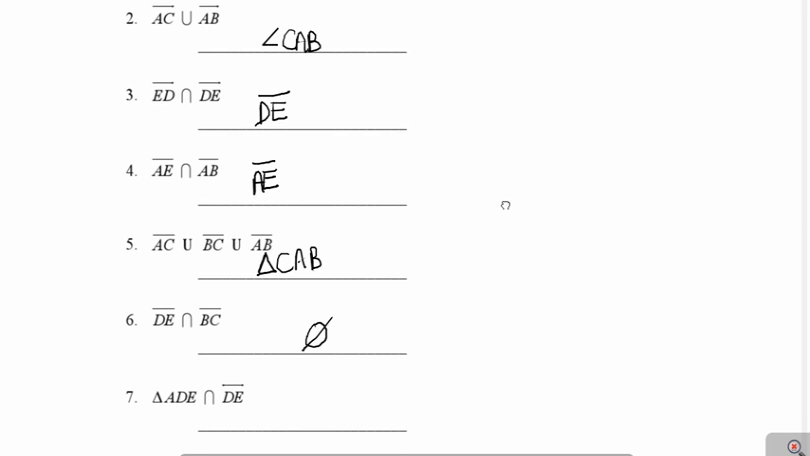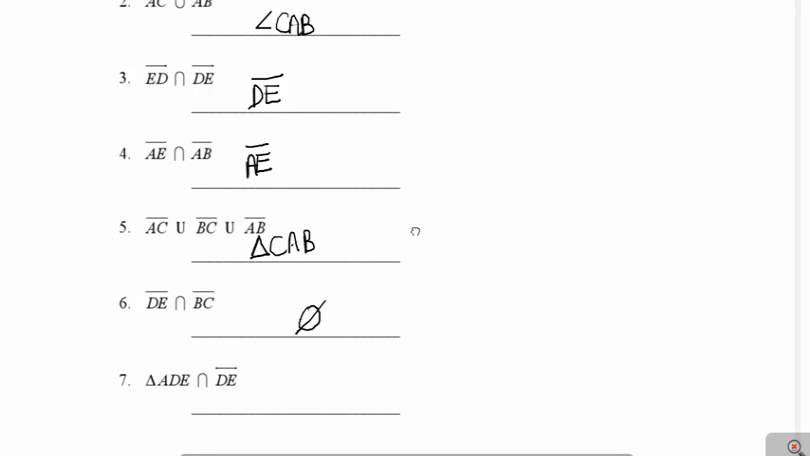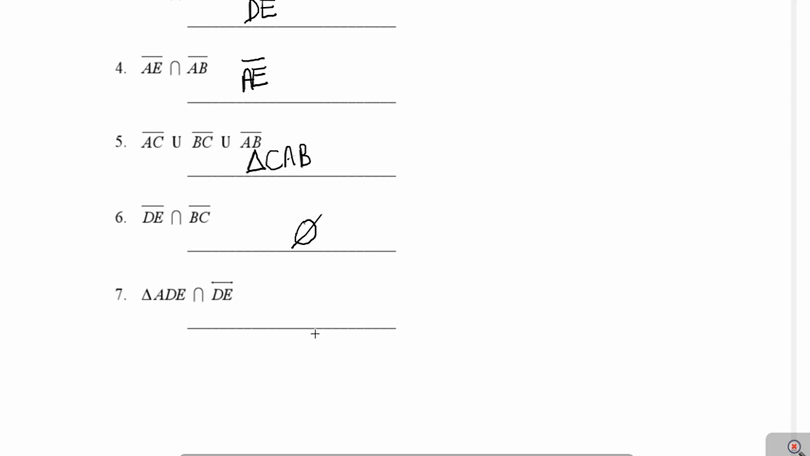Our final example, example 7, is the intersection of triangle ADE and line DE. So I'm going to use two different colors since this is an intersection problem. I'm going to first start by highlighting triangle ADE in one color. And then I'm going to take another color and I'm going to highlight line DE. Now we're looking for, where are these two things overlapping? Notice the two colors are only overlapping at segment DE. So our answer to number 7, the overlap, would be at segment DE.